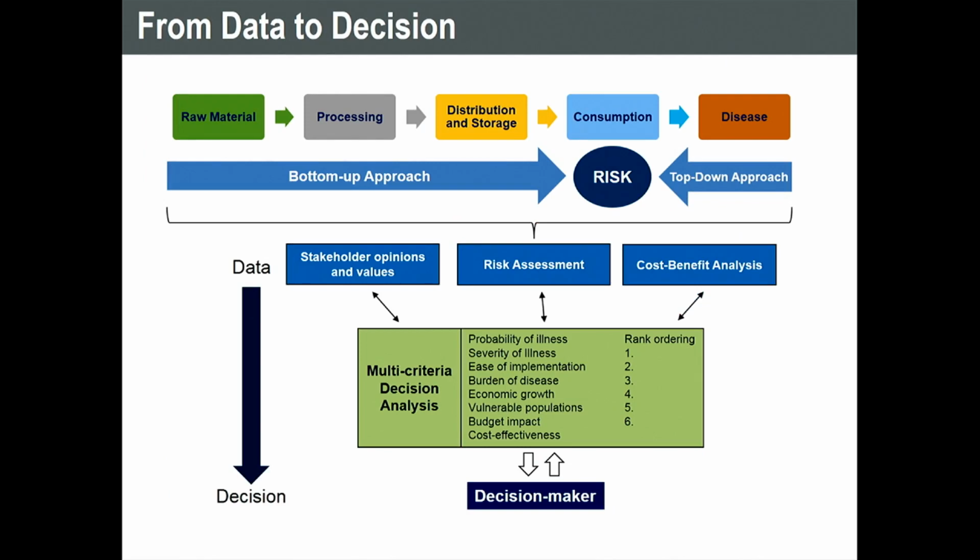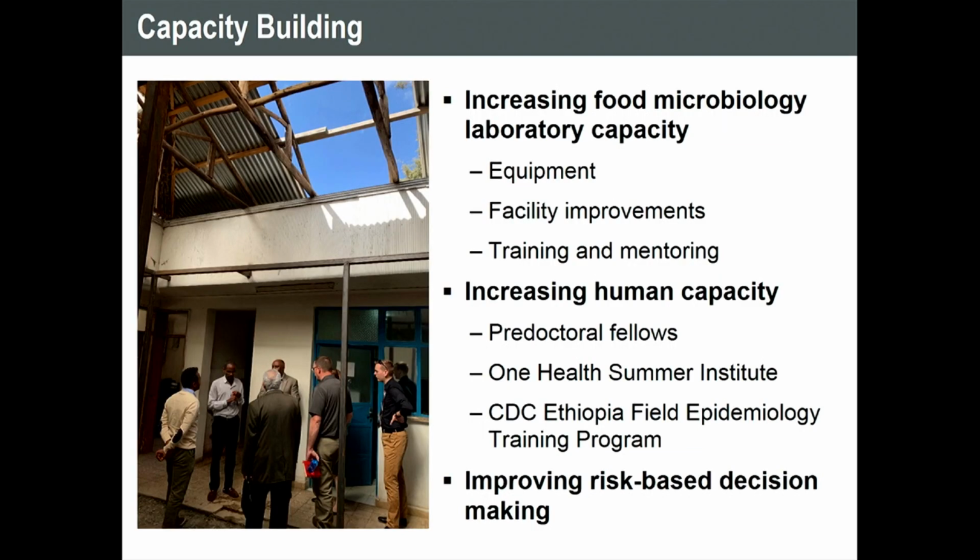So here's basically the way it works. In theory, you identify risk, estimate risk, either using a bottom-up approach across the supply chain or a top-down approach from disease. That's what we're doing, both. We're doing mainly top-down, but we're going to use a risk assessment to do the bottom-up. You take the risk assessment, stakeholder opinions and values, and the cost-benefit analysis. You use some sort of decision-making process to come up with a map forward. And this is the process we're going to walk them through.